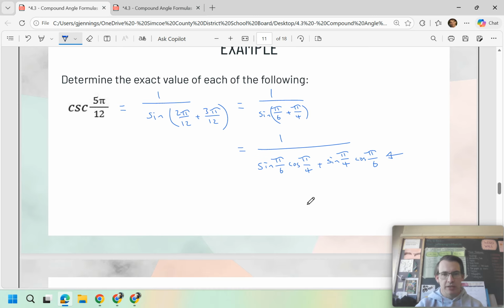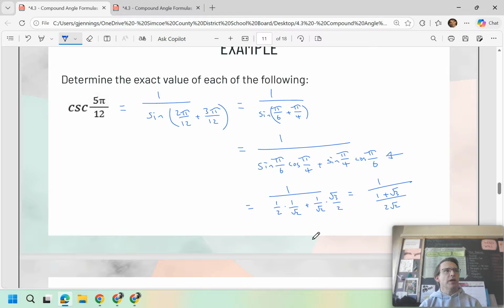I'm going to do the whole thing because it's a good enough example that we should see what it looks like. 1 over sine pi on 6 cosine pi on 4. So sine pi on 6 is 1/2 times 1 on root 2 plus 1 on root 2 times root 3 on 2, equals 1 over 1 plus root 3 over 2 root 2. Okay.